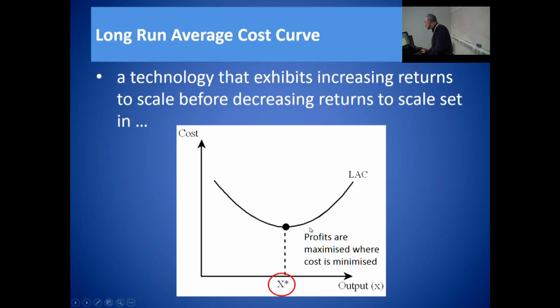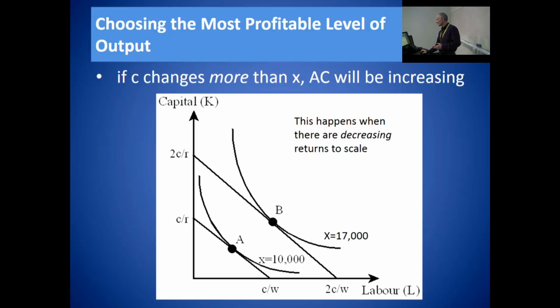It will therefore produce X star units of output. And that is the profit maximising point for a firm in the long run. X star units of output combining iso-quants and iso-cost curves to produce that long-run average cost curve.